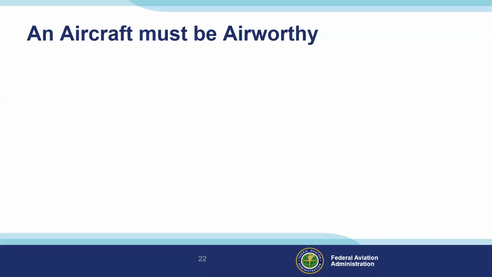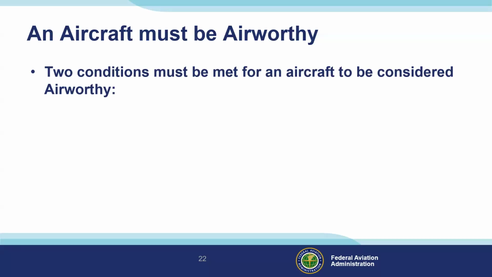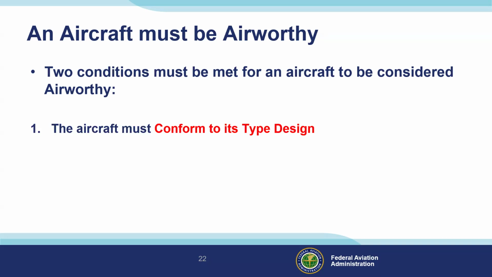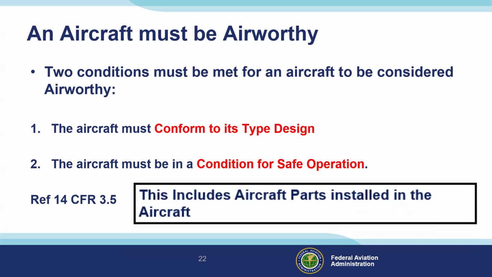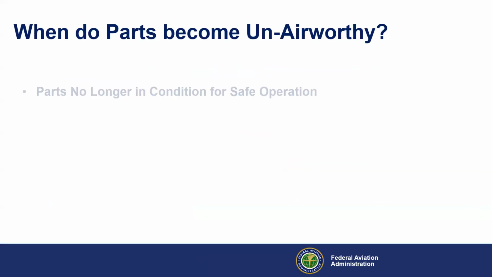So an aircraft must be airworthy, and just to review the definition of airworthiness, two conditions have to be met. And the first is the aircraft must conform to its type design. And the second one is the aircraft must be in condition for safe operation. And that definition can be found in 14 CFR 3.5. And this includes aircraft parts that are installed in the aircraft. All the parts have to be airworthy and have to meet those two conditions.